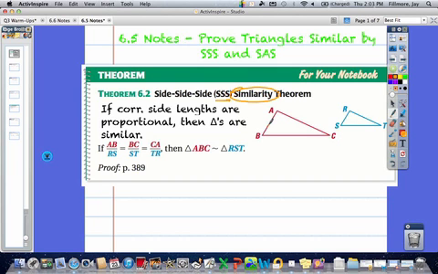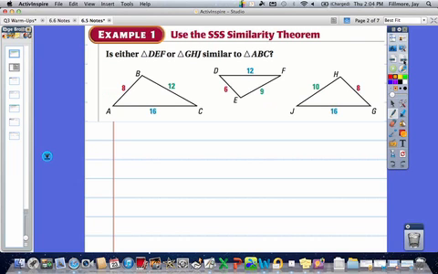So that means the ratio of AB to RS should equal the ratio of BC to ST, and the ratio of CA to TR. All these should be the same because all the sides should be proportional. So if we can check all the sides, we can know if the two triangles are similar. So let's do an example for some practice here.